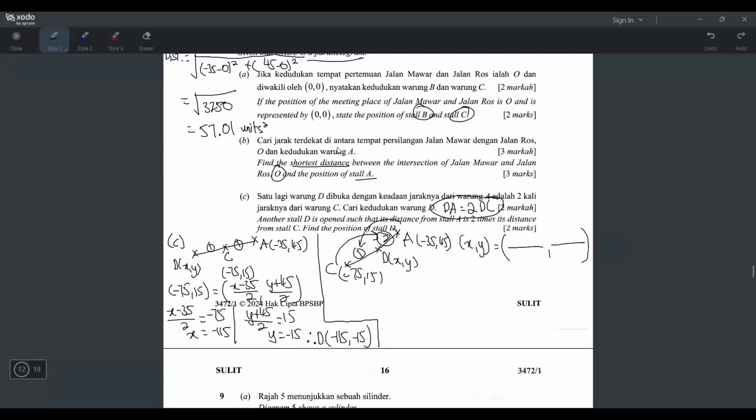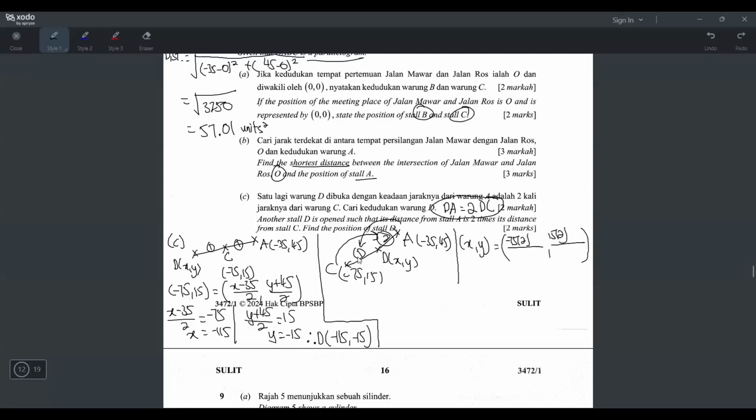Okay, so remember when you do this formula, you have to darab silang. Always darab ratio yang jauh. So it will be point C times 2. So negative 75 times 2, 15 times 2. You have to write the 15 times 2 at the y coordinate, because 15 is the y coordinate.